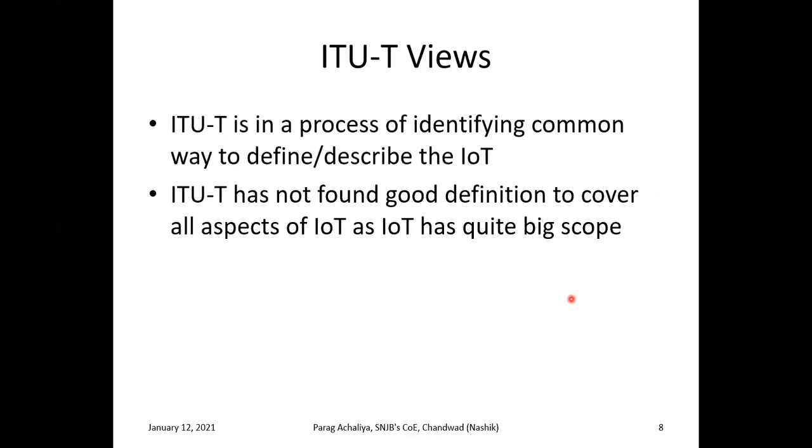It has not found a good definition to cover all aspects of IoT, as IoT is of quite a big scope. Yes, as I told you in yesterday's lecture, there is no single specific definition of your IoT. Why? Because IoT has a very big scope. It is not limited to this and this thing. It is varying according to the application. It is varying according to the experiments that you are going to use, the things you are going to use. The definition of IoT depends on such things.